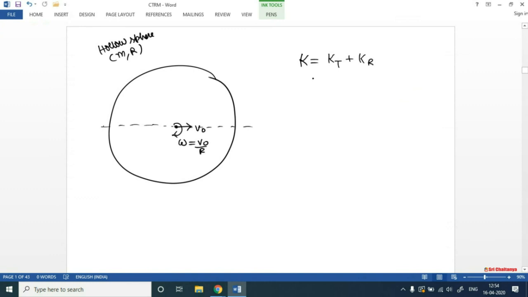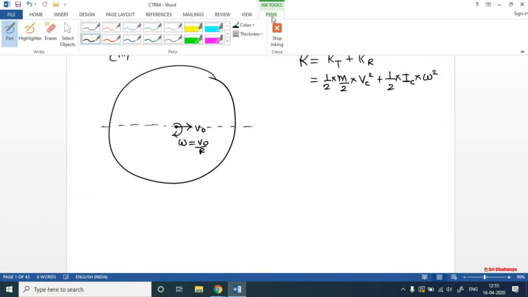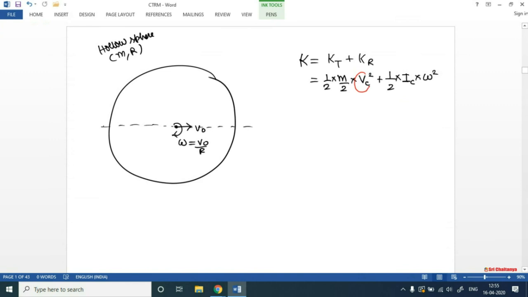So KT is nothing but half the mass of the upper half, that would be m by 2, into the velocity of the center of mass of the upper half, vc square. And that kinetic energy in rotational form would be half into the moment of inertia of the upper half with respect to its center of mass into omega square, and omega we already know. So we need to first find out what would be the value of vc.